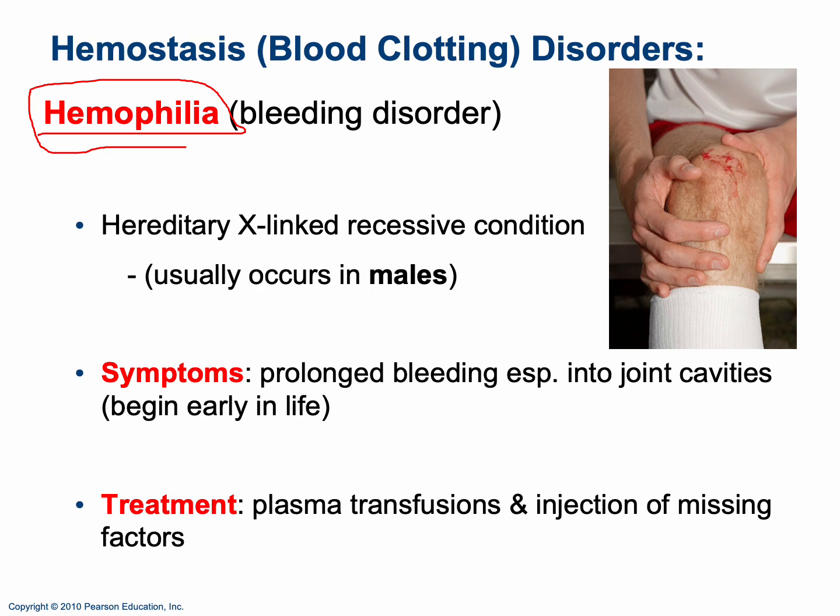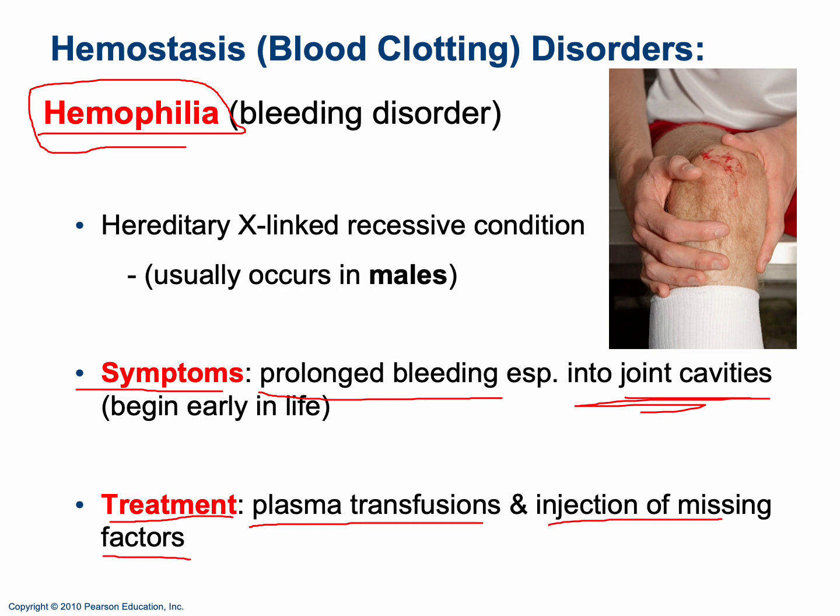Symptoms typically here are prolonged bleeding around joint cavities for sure. And this can start very early in life sometimes, so parents typically can pick up on this in their small children. The treatments that are out there include plasma transfusions, and of course, injection of missing clotting factors. Sometimes the child is born with missing factors, and so they're going to need regular injections of those blood clotting factors.